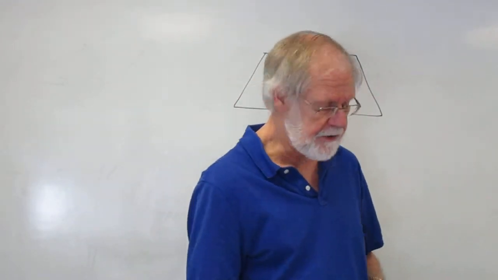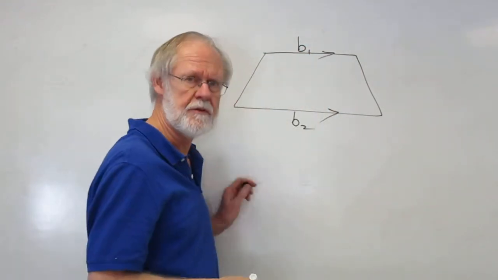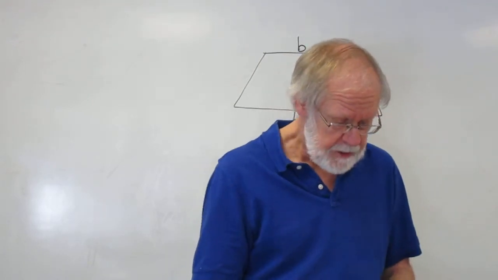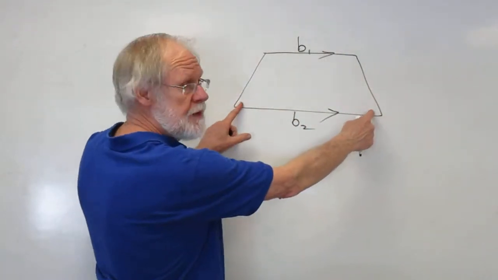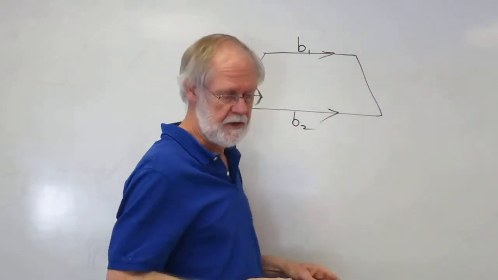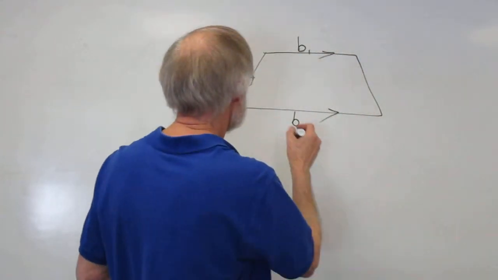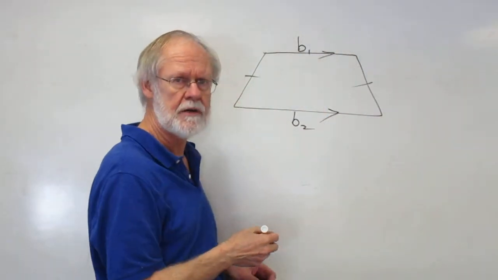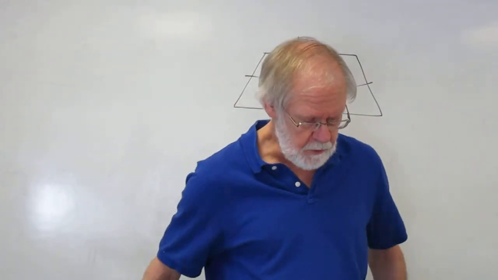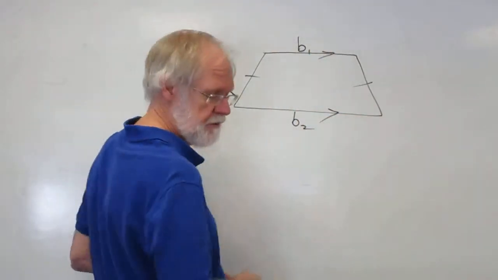A trapezoid has bases, base 1, base 2, or vice versa. Doesn't matter which is 1 and which is 2. And so it has base angles. These two would be base angles, or if we consider this to be its base, these two would be base angles. A trapezoid can be isosceles if these two sides are congruent. If not, it's just a plain old trapezoid. Oh, it has legs also. These are the two legs.